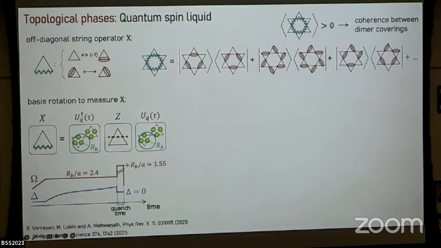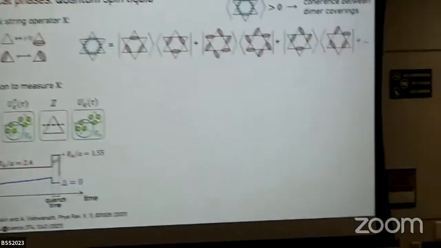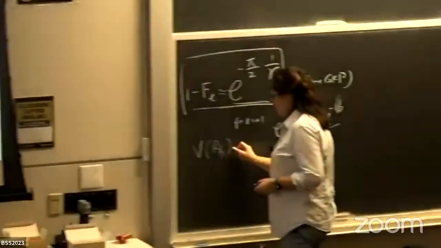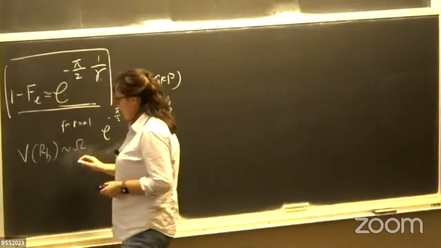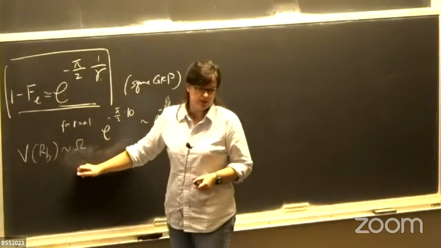So what we need to do to be able to apply this quench is, as I said, we need to change the blockade radius. And we can change the blockade radius by changing omega. So yesterday I told you that the blockade radius is defined as that radius at which the interaction energy is of the same order as omega.